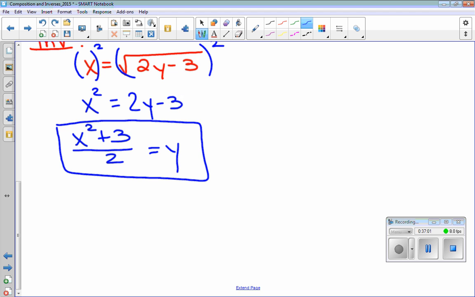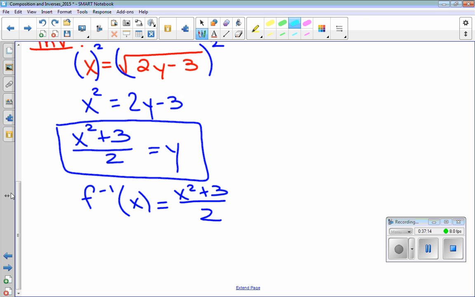Perfect. And that is your inverse. And you can write it this way, or you can write it with the inverse notation. Either one is okay. Probably prefer it with the inverse notation, quite frankly, but that's fine. Okay? Inverses are pretty easy, don't you think? It's just switching x and y. That's all. From a graph or from an equation. Nothing more than that.